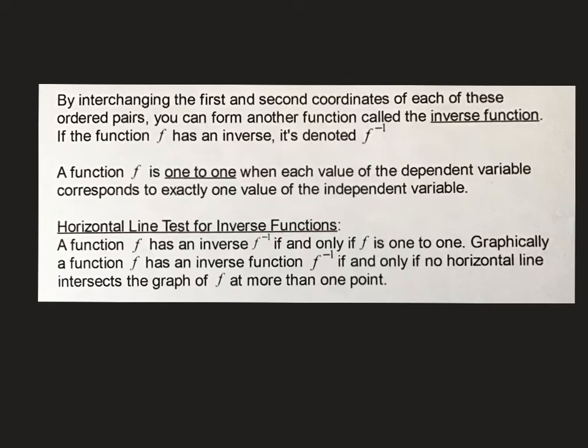Okay, so by interchanging the first and second coordinates of each of the ordered pairs in a graph, you can form another function that's called the inverse function. So if the function f has an inverse, it's denoted f to the negative 1. It's important to remember that this negative 1 isn't an exponent.